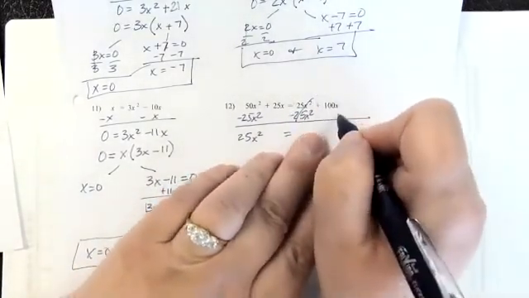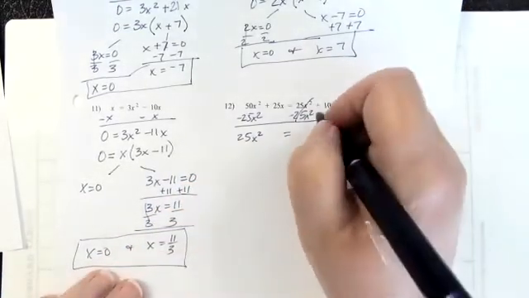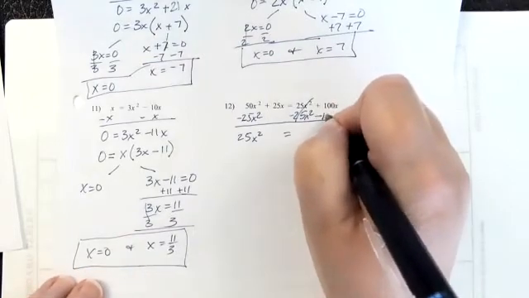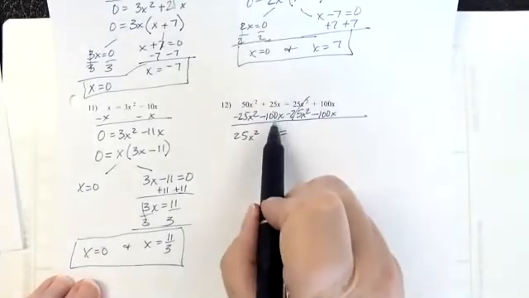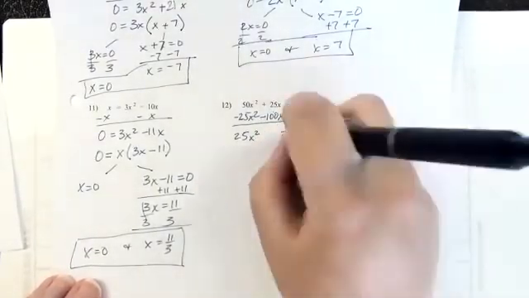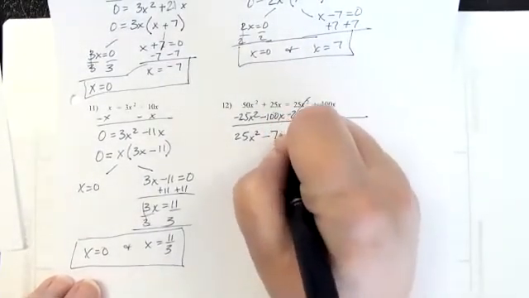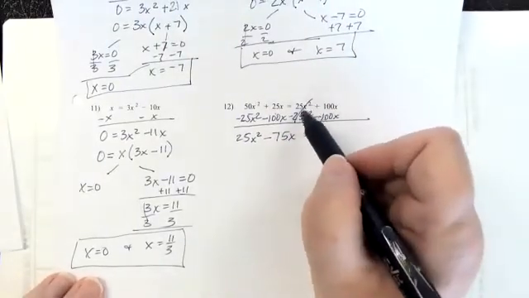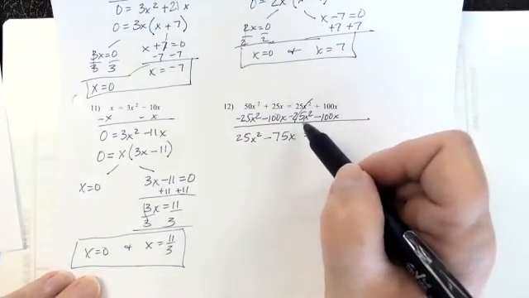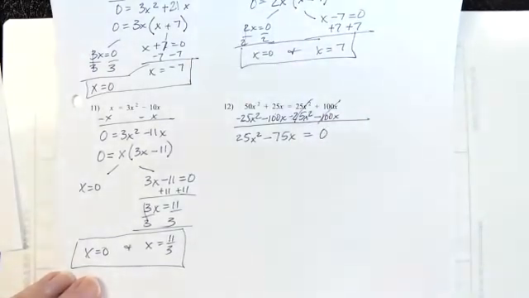I'll just do this stuff here as well, just to save a little room. This is plus 100x. So we can go ahead and subtract 100x. So 25x minus 100x is negative. I'm going to move my equal sign over so I have a little more space. So negative 75x equals, and then on the right-hand side, 25x squared minus 25x squared is 0. 100x minus 100x is 0. Okay, so we end up with 25x squared minus 75x equals 0.